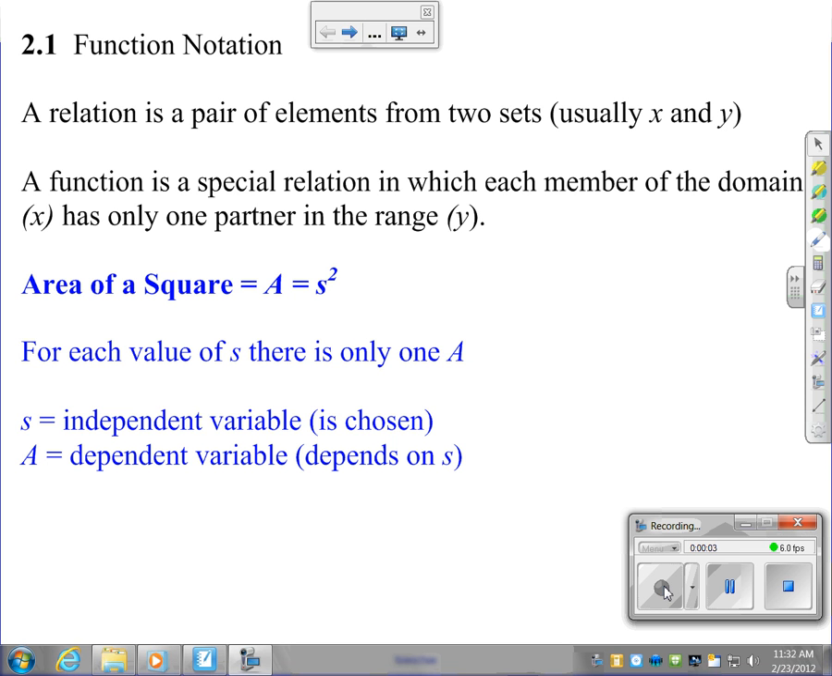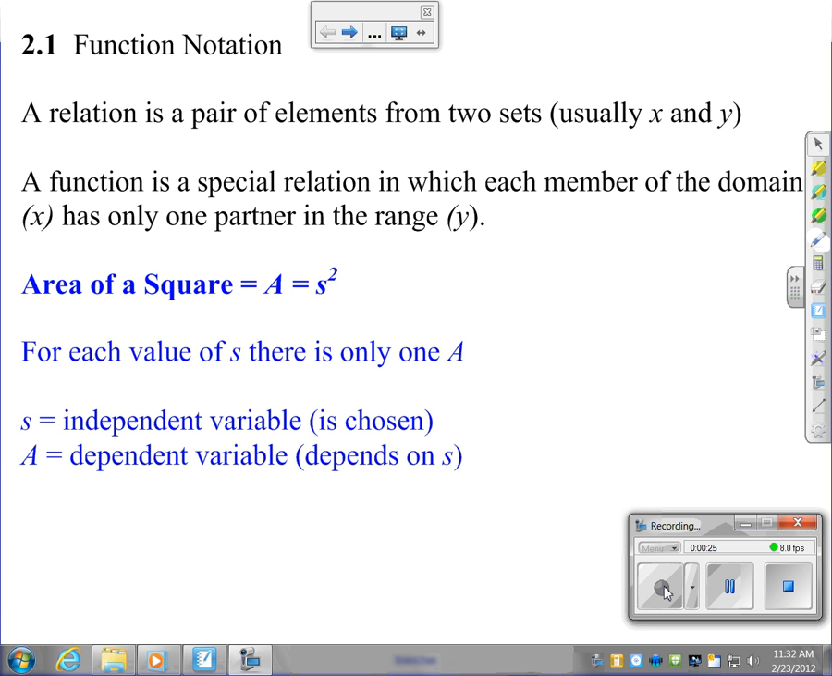Welcome to Chapter 2. This is Section 2.1, which is Function Notation, which is a review of much of the material you covered back in years past, where you are going to basically be replacing values within functions to find the value of the function. And just to illustrate again what a function is, it's a relationship between two values.